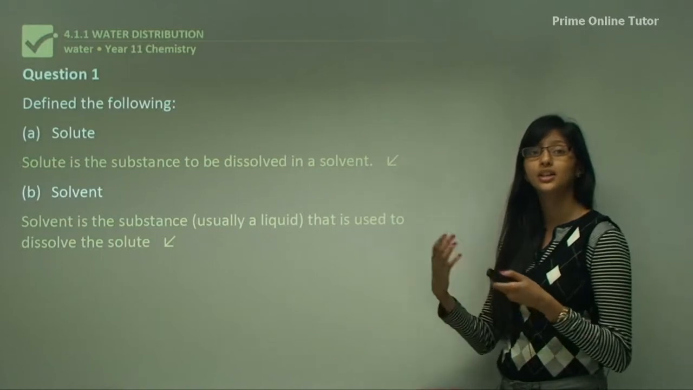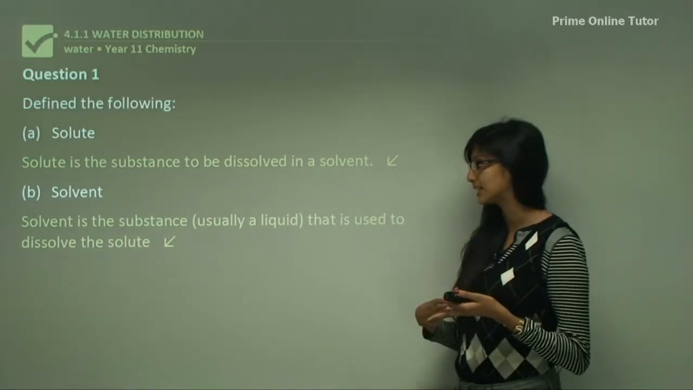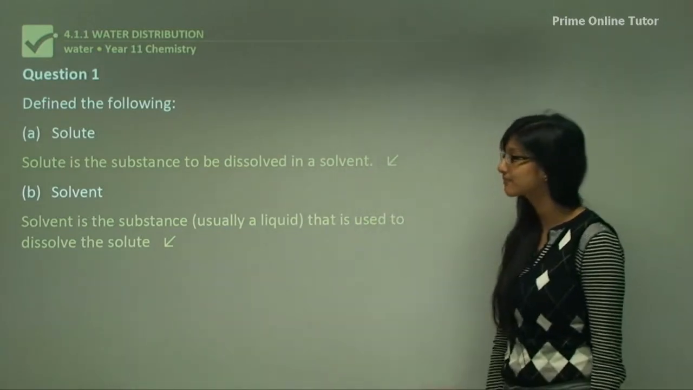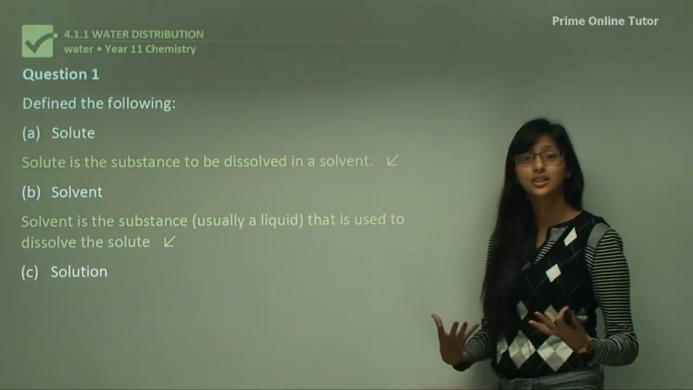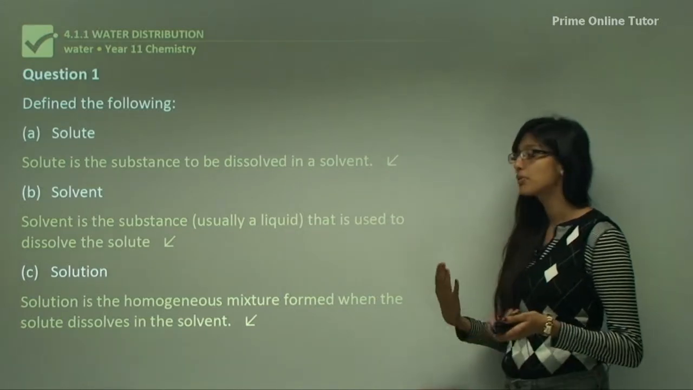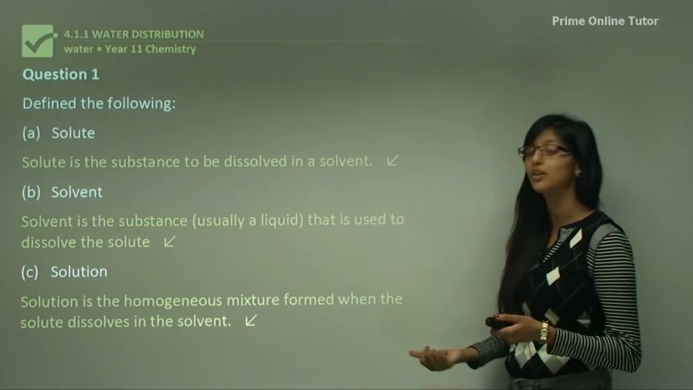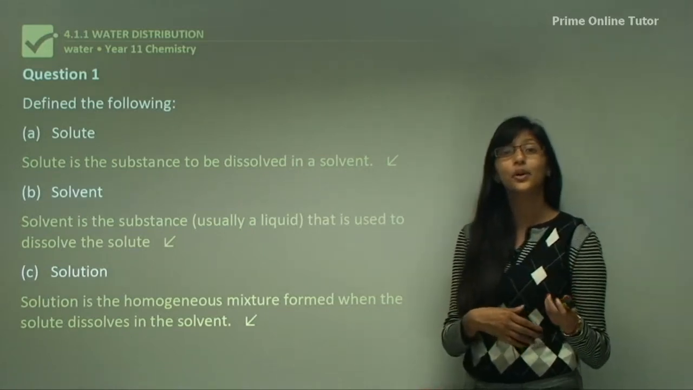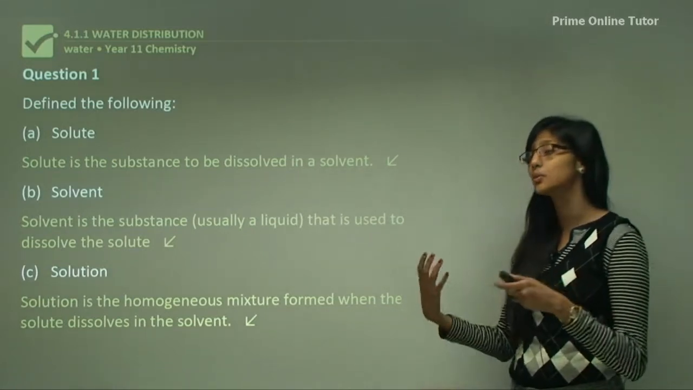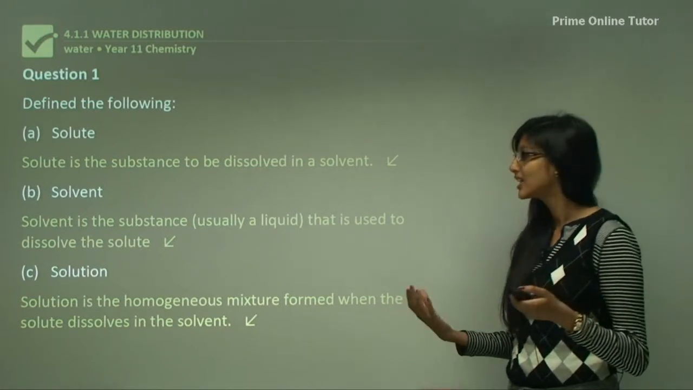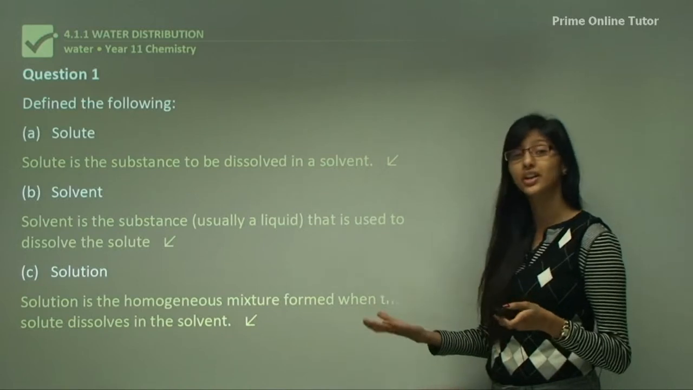Therefore, water is our solvent because it is the substance that is used to dissolve the solute. And what does solution mean? So solution is the homogeneous mixture formed when solute is dissolved in the solvent. So again, going back to our first example, when you dissolve salt in water, you're forming a solution, which is salty water. So salty water is our solution.